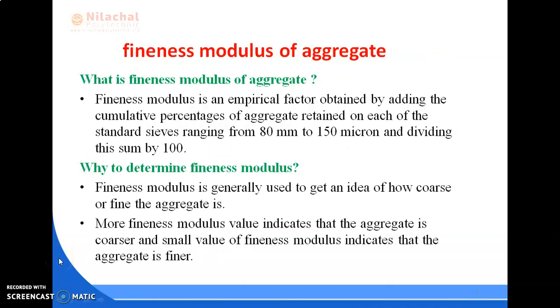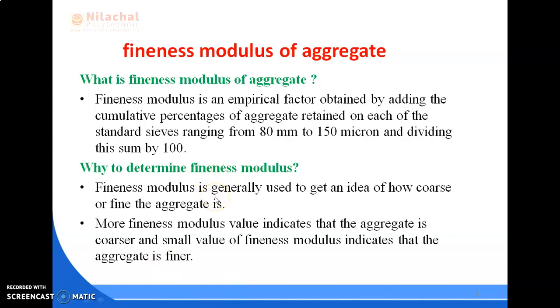Next, fineness modulus of aggregate. First, what is fineness modulus? It is an empirical factor obtained by adding the cumulative percentage of aggregate retained on each of the standard sieves ranging from 80 mm to 150 micron and dividing this sum by 100. After that we can find out the fineness modulus of aggregate. This aggregate may be fine aggregate or coarse aggregate. Later we will again discuss it.